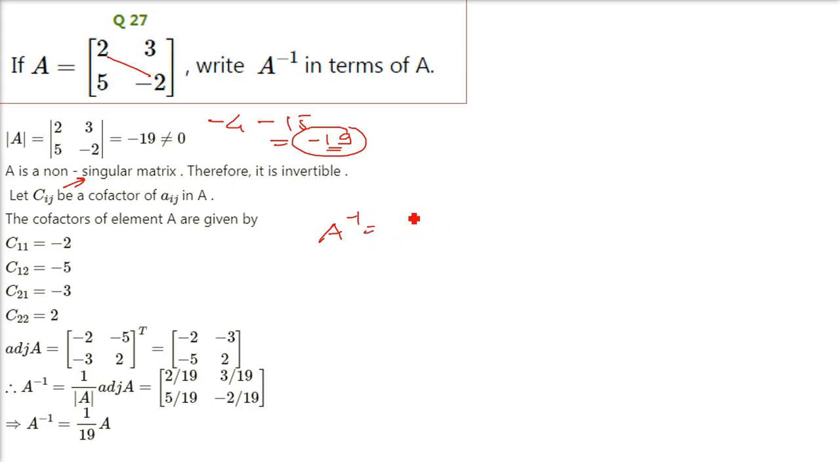Okay. So adjoint A, when it comes to A inverse, it is simply adjoint A divided by the determinant of A. That we need to follow. This is the actual scenario. Now you have to write this A inverse in terms of A. So A has to come somewhere.